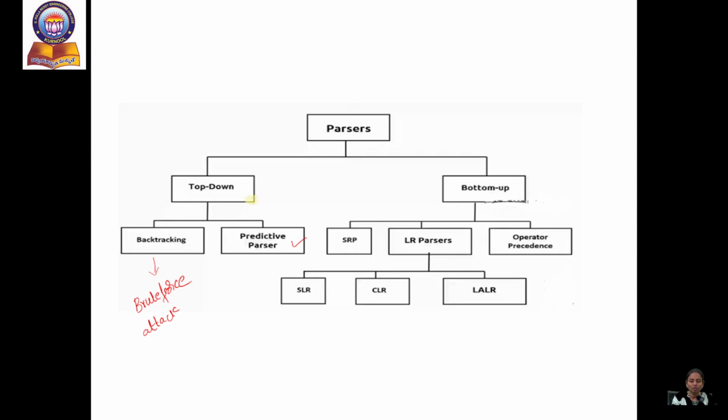And coming to the bottom-up parsing, here we have SRP, shift reduce parser, and LR parser and operator precedence. Again, the LR parser has been divided into three different methods, that is the SLR, CLR and LALR. So we are going to discuss in detail each and every method in following sessions. Today I'll start with the top-down approach.